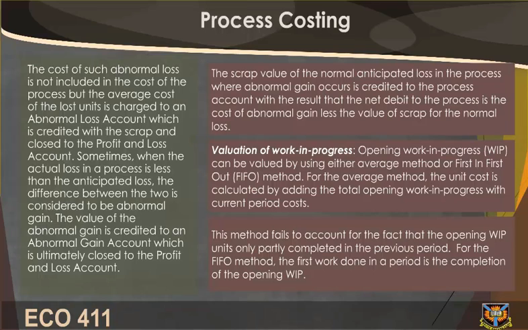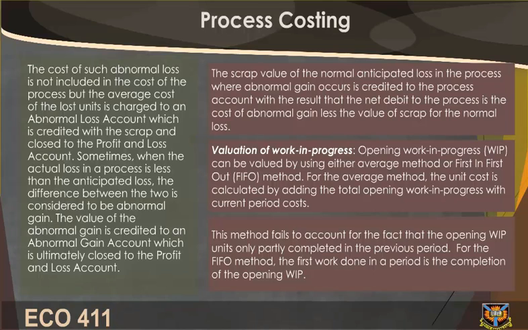Sometimes, when the actual loss in a process is less than the anticipated loss, the difference between the two is considered to be abnormal gain. The value of the abnormal gain is credited to an abnormal gain account, which is ultimately closed to the profit and loss account. The scrap value of the normal anticipated loss in the process where abnormal gain occurs is credited to the process account, with the result that the net debit to the process is the cost of abnormal gain less the amount of scrap for the normal loss.